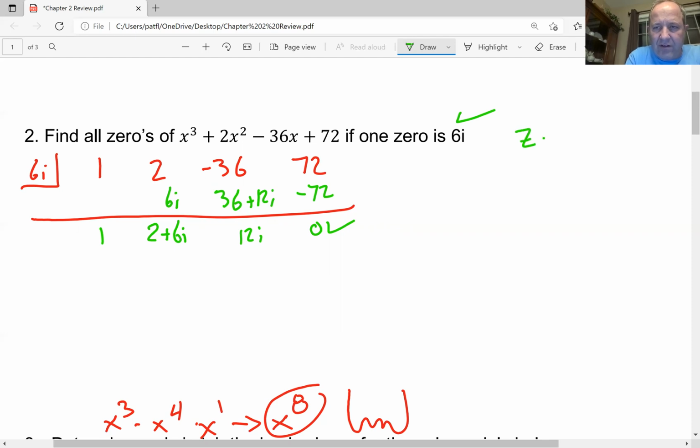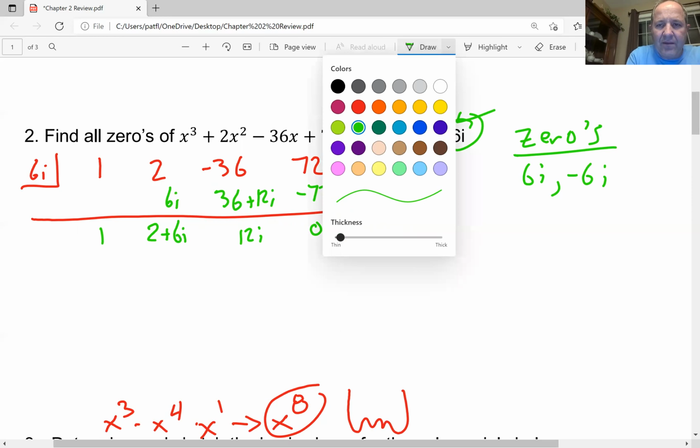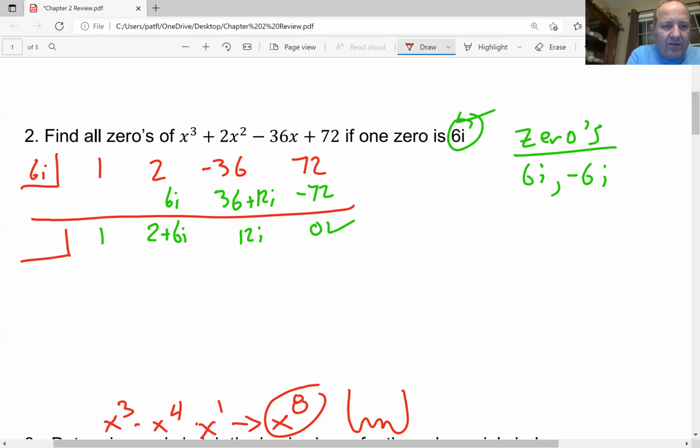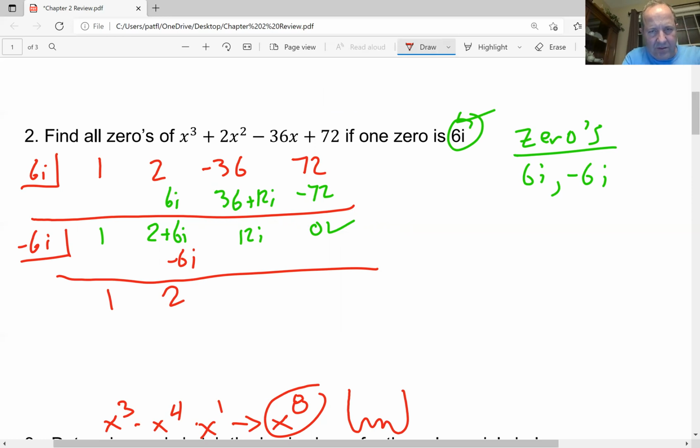I'll make my list out here. So we have 6i. We also know that if 6i is a 0, so is -6i. So we'll put -6i in there and see what we get. Yeah. Perfect, it's a 0.